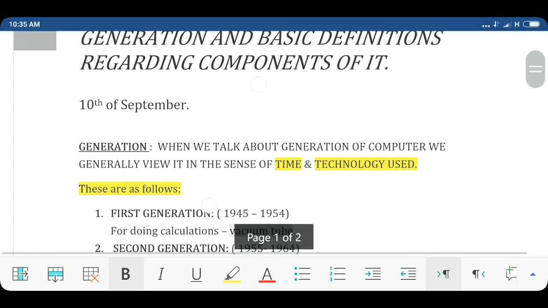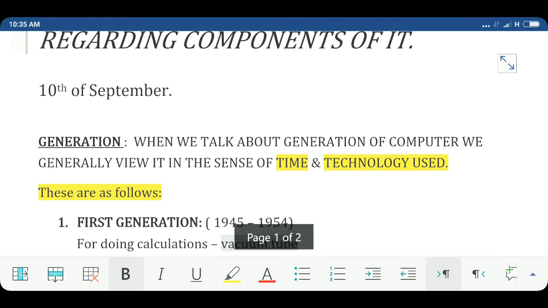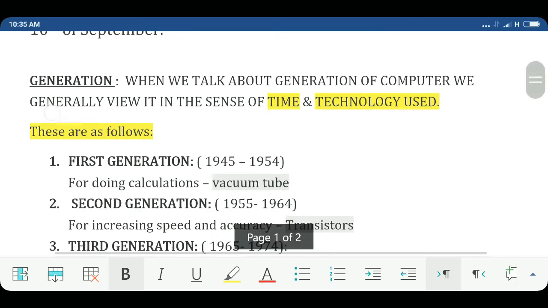When we talk about the meaning of generations of computer, we generally view it in the sense of time and technology used. So there are two factors: time and technology used. In what time frame, at present or in the past, and in which frame what technology was used, this tells you about the generations. The generations are as follows.